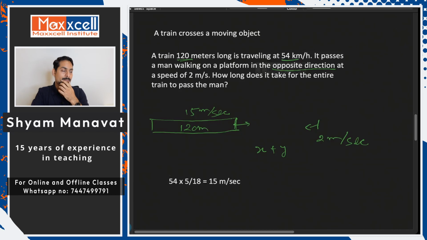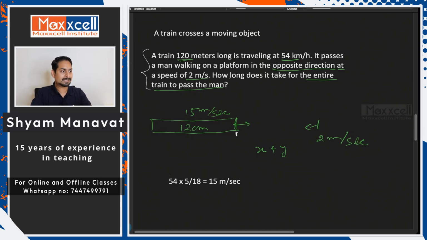Now, what do we need to understand in this question? What do we need to pay attention to here? A 120 meters long train with this speed passes a man walking on the platform in the opposite direction at a speed of 2 meters per second. How long does it take for the entire train to pass this man? Now tell me one thing, do you see any additional information which states that there is a distance between the train and the man? Not given, right?